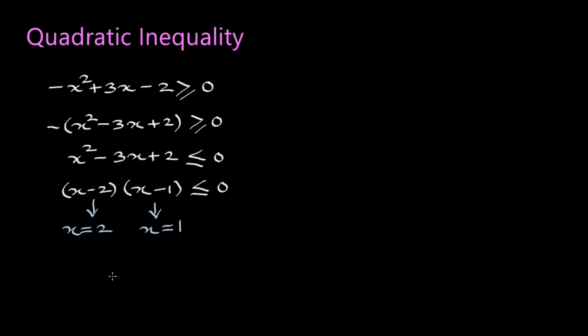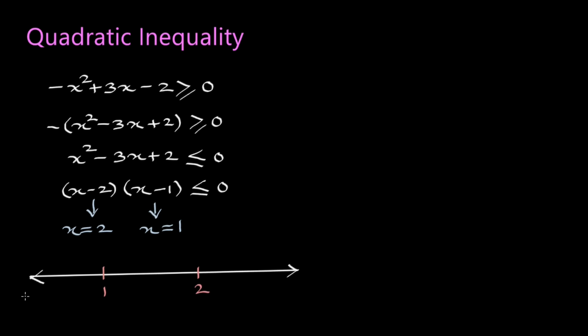Minus x square plus 3x minus 2 greater than or equal to 0. This we write as minus of x square minus 3x plus 2 greater than or equal to 0, so x square minus 3x plus 2 less than or equal to 0. Factoring, x minus 2 into x minus 1 less than or equal to 0. Critical points x equals 2, x equals 1. On a number line we represent 1 here, 2 here.